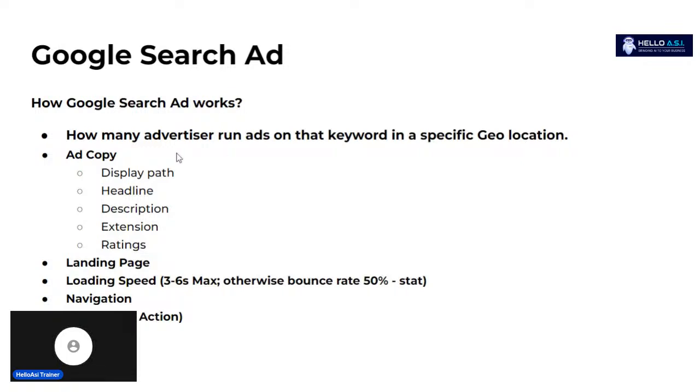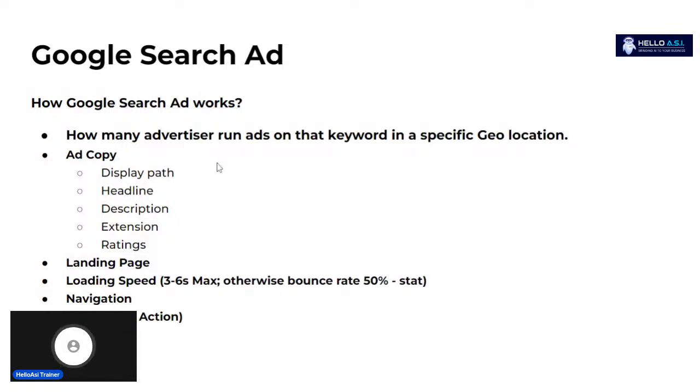So for search ads, many advertisers run ads on a keyword for specific geographic locations. I just showed you a search from the United States by keyword. Whenever a person runs ads with specific keywords, it is called a search ad. Like if I run ads for this keyword only, this is called a search ad.